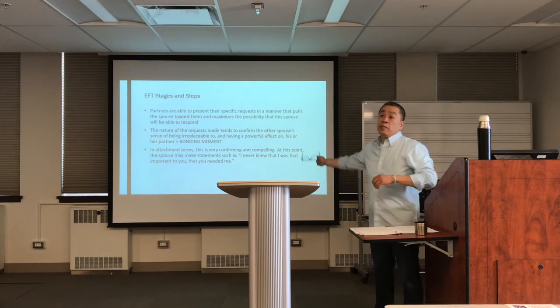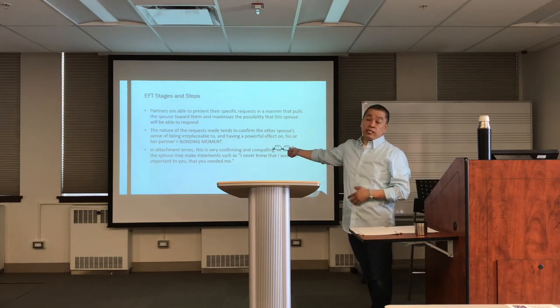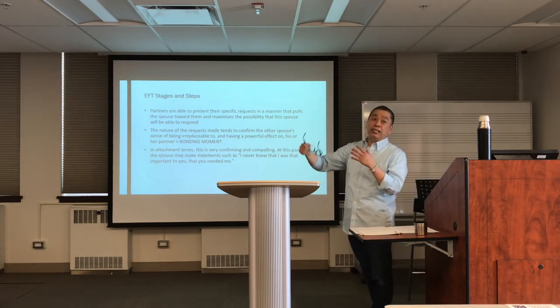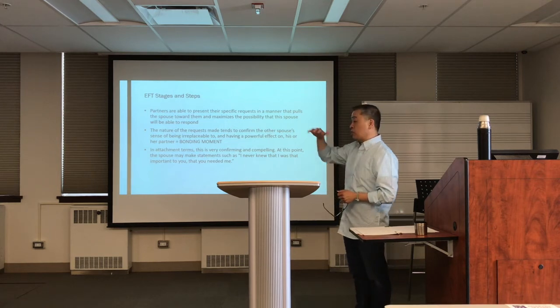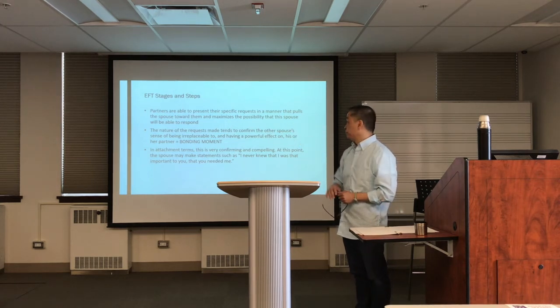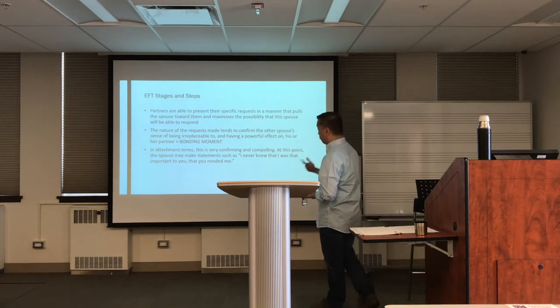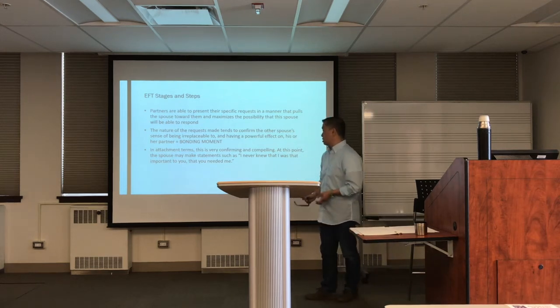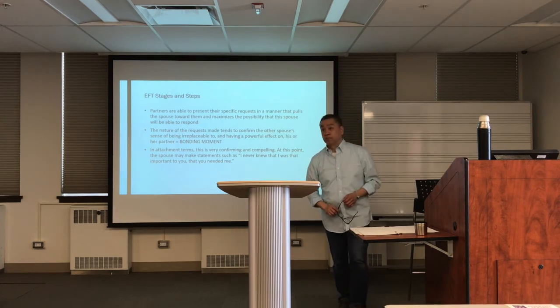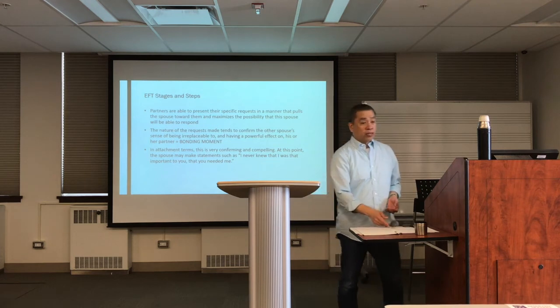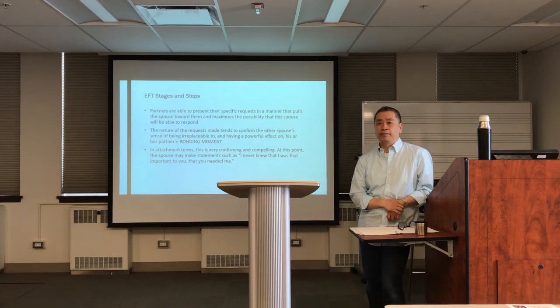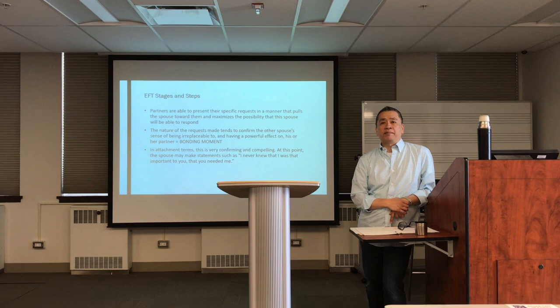So this is the bonding moment, right, guys? In steps 5, 6, and 7, when we can create that bonding. That's why this stage is called restructuring the bond, right? And in attachment terms, this is very confirming and compelling, and the spouse might make statements such as, I never knew that I was that important to you and that you need me. Right? And sometimes we do hear that from partners. Questions about step 7? We're good?